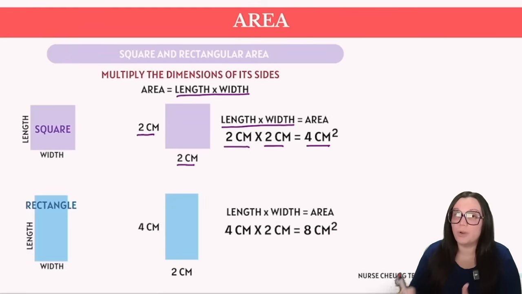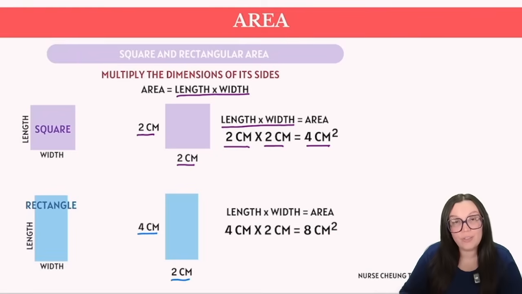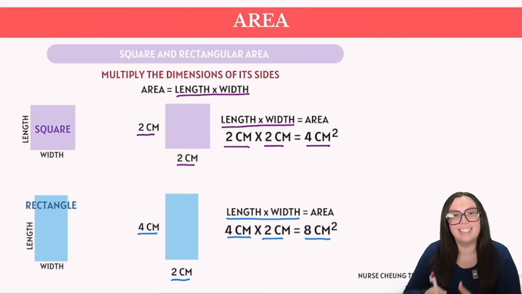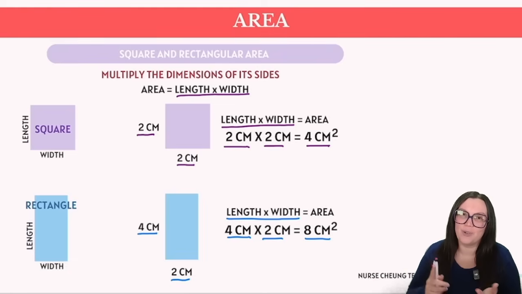Just like with our square, we're going to use the same formula for our rectangle. In this case, we have a length of 4 centimeters and a width of 2 centimeters. So we just multiply length times width. 4 times 2 gives us 8 centimeters squared, which is the overall area when we're considering our squares and our rectangles.